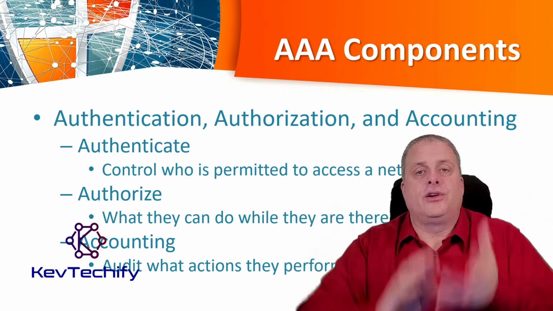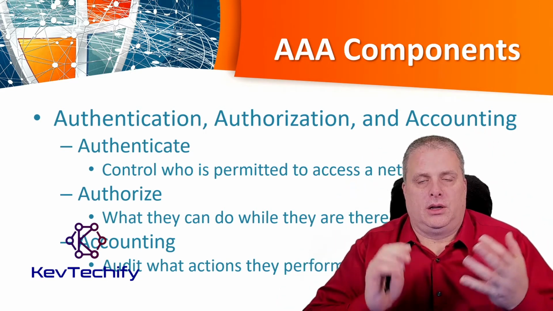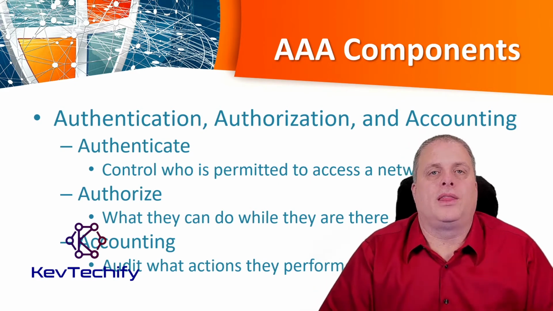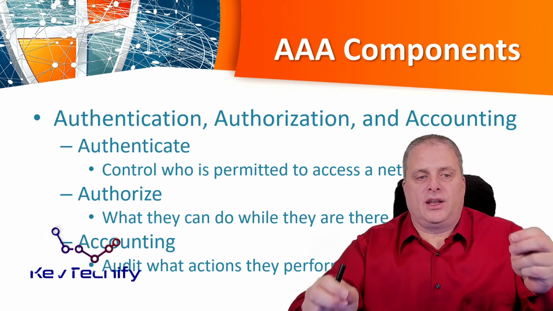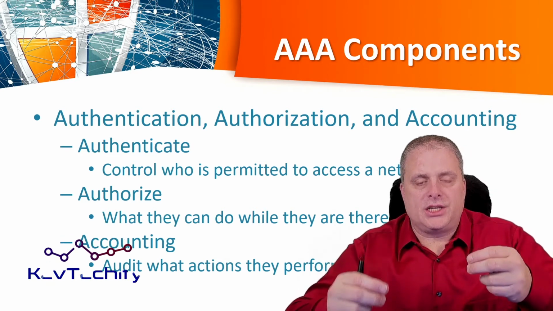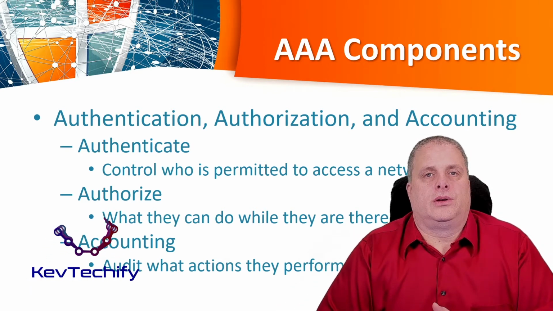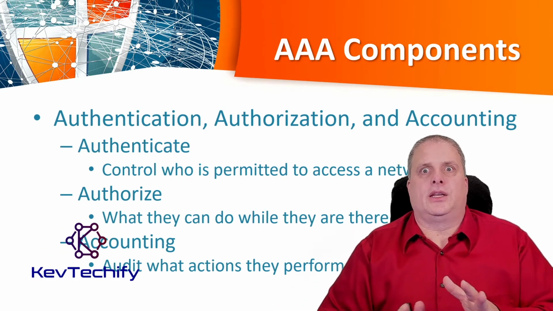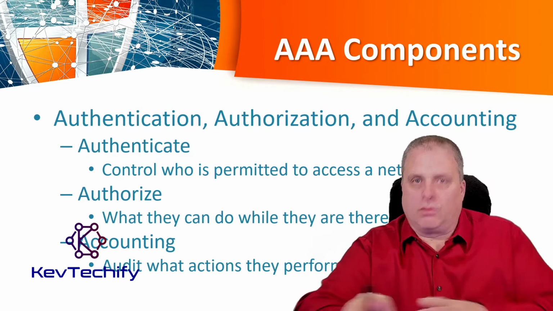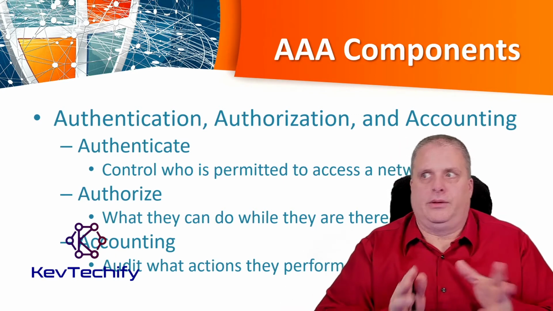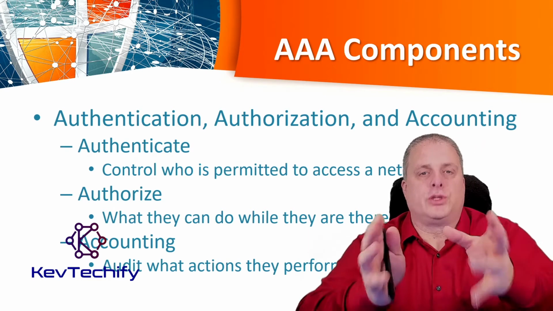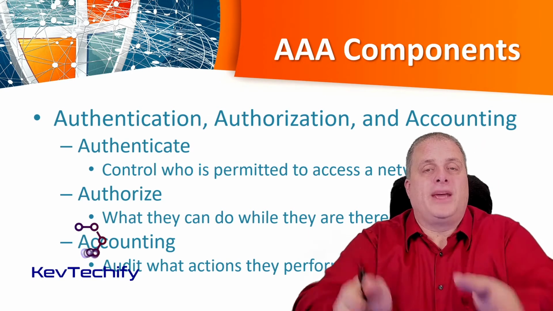And then the third A is accounting. It keeps track of what that person does. Once they've authenticated, once they got their authorization, now what did they actually do? Did they go in there and connect into a router? And we want to know that. Okay, this person is responsible for maintaining our routers, so that makes sense.